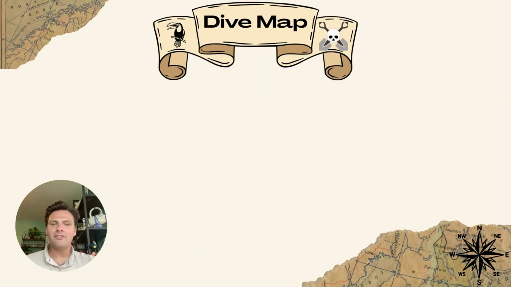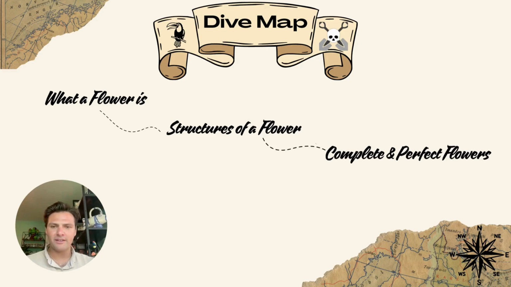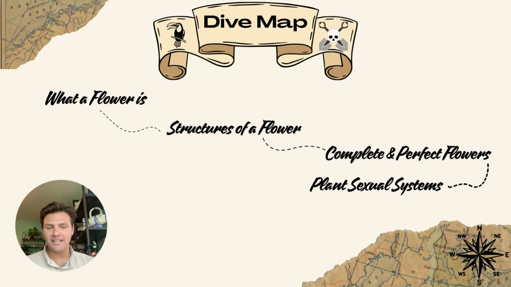Before we get too deep, let's look at a map of where we are going to explore today. We'll start off with what a flower is, then we'll look at the main structures of a flower, what makes a flower complete and what makes a flower perfect. We'll look at the plant sexual systems. This is how the male and female flowers are distributed across plants. And then finally, we'll end with a brief excursion into inflorescence. So, with all that said, let's dive on in.